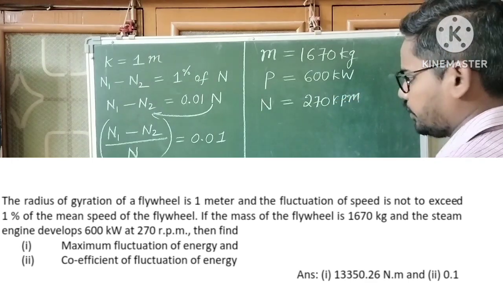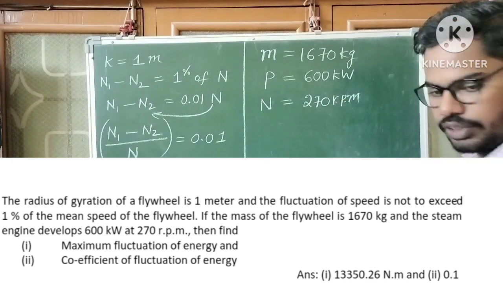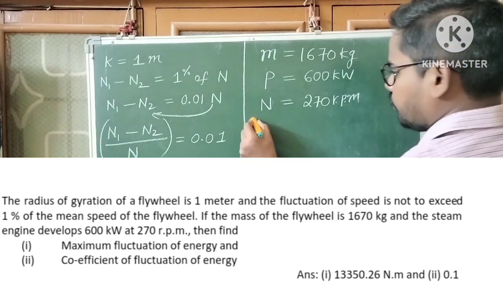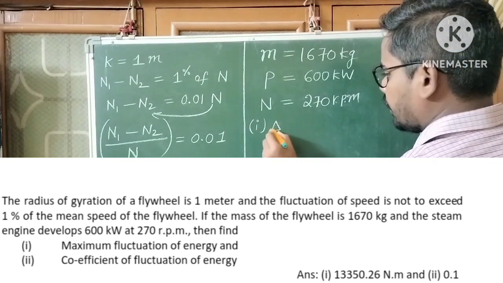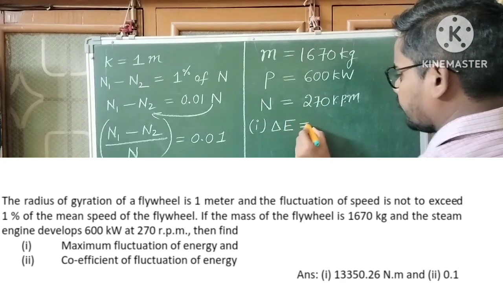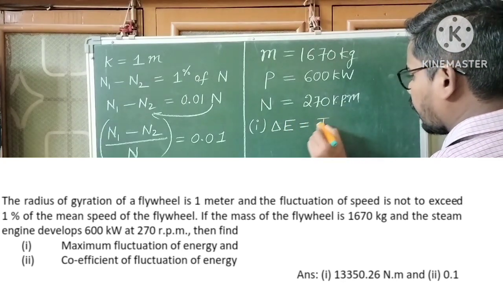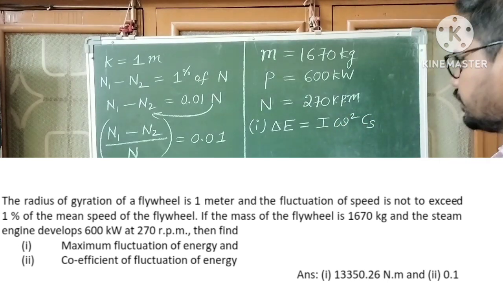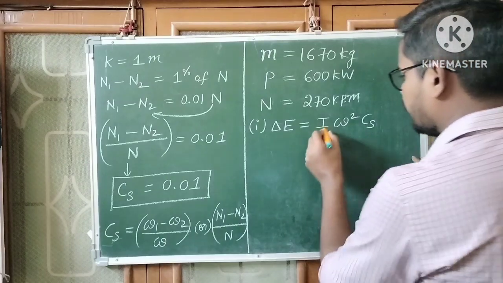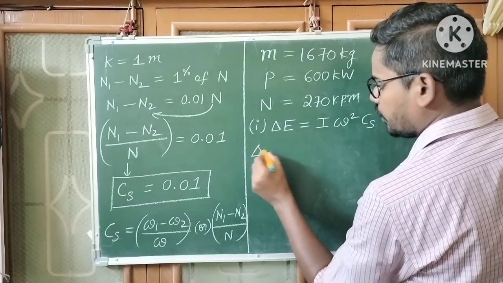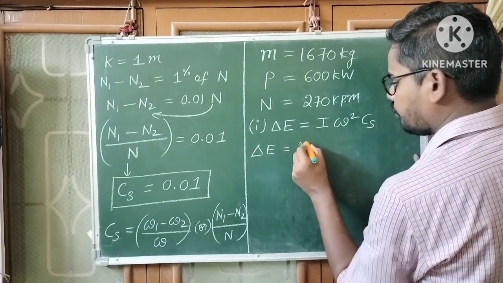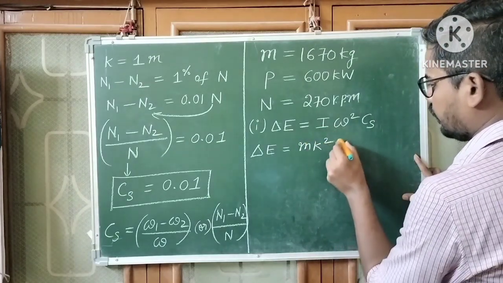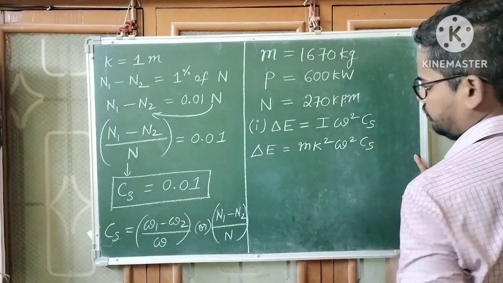So we have two questions. In the first question we have to find the maximum fluctuation of energy. So maximum fluctuation of energy, denoted by delta E, is equal to I omega square CS. Here I means mass moment of inertia. Delta E is equal to mass moment of inertia, I is equal to m k square, and omega square CS.